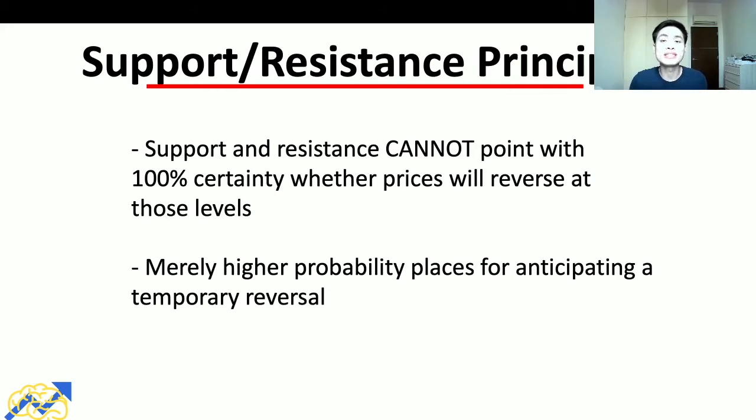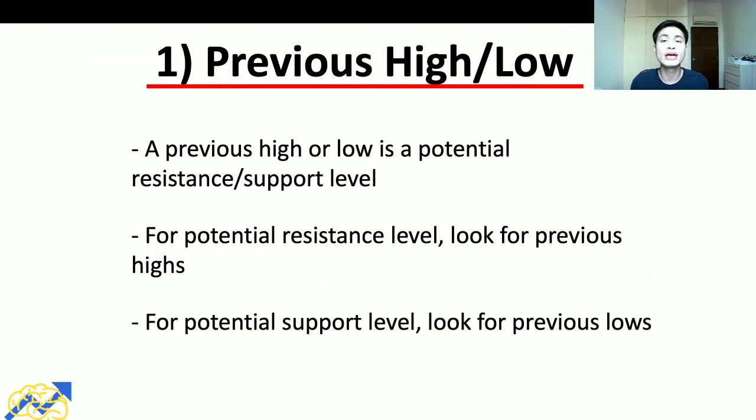Okay, now that we have known what support and resistance levels are, the support and resistance principles, and taken a look at some examples, let's take a look at the first way we can find and identify support and resistance levels on our price charts. The first way is to look at previous highs and previous lows. These previous highs and previous lows are potential resistance and support levels respectively.